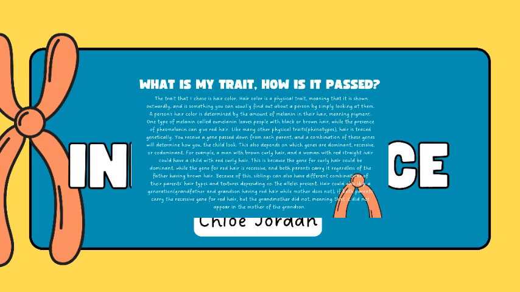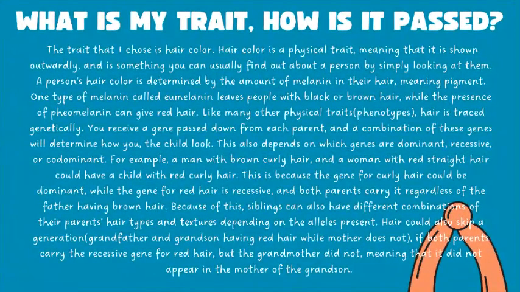So first I started with my trait. What is my trait and how is it passed down? The trait that I chose is hair color. Hair color is a physical trait, meaning that it is shown outwardly, and that it is something that you can usually find out about a person simply by just looking at them, on the off chance that their hair isn't dyed or altered in any way.